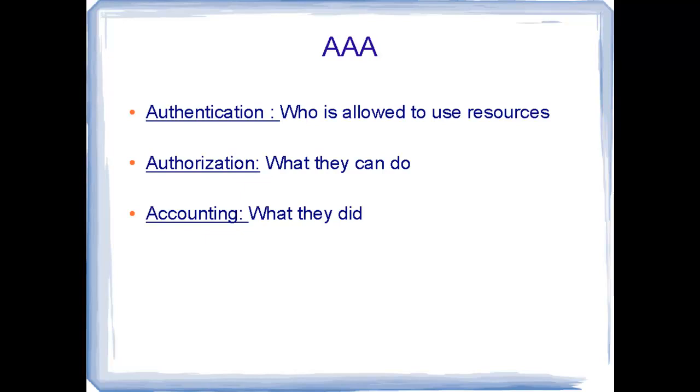Okay, so it's what they did, how long they did it for. I can do a start-stop record which says, okay, I want to account for or log everything they're doing from the beginning to the end, and then save that log. So AAA stands for Authentication, Authorization, and Accounting. Authentication's who, authorization is what they can do, accounting is what they did.